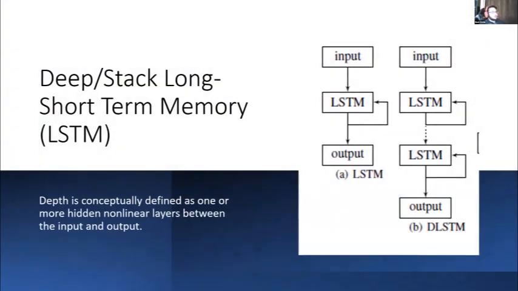I want to talk a little bit about the depth concept. In this model, depth means hidden layers between the input and output. If you have more than one hidden layer in LSTM, that means you have a stacked LSTM.